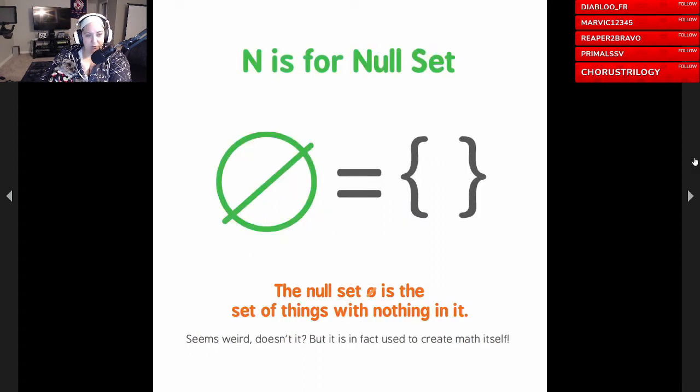N is for null set. The null set, or circle with a line through it, is the set of things with nothing in it. It seems weird, doesn't it? But it is in fact used to create math itself. So this null set is equal to nothing.